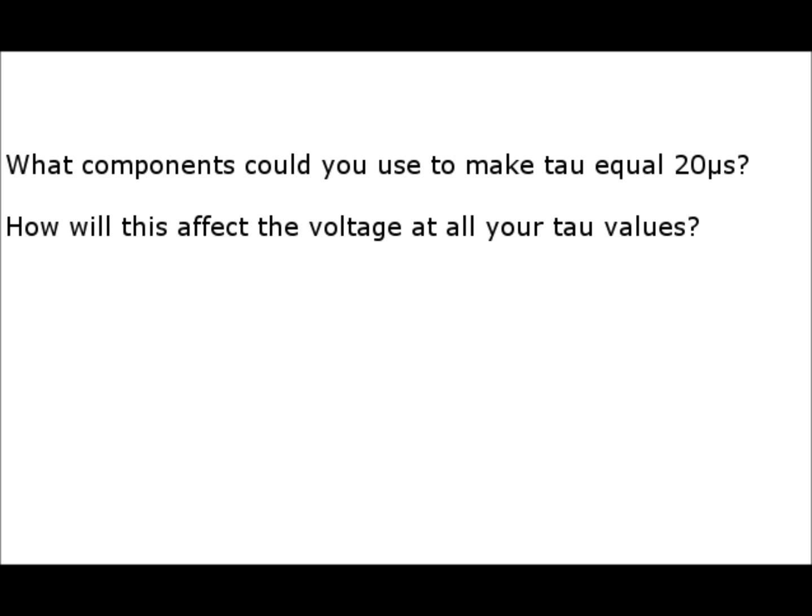Now you can try finding new components in an RC or RL circuit to get a tau of 20 microseconds. How does this change the voltage at intervals of tau during both the charging and discharging cycles?